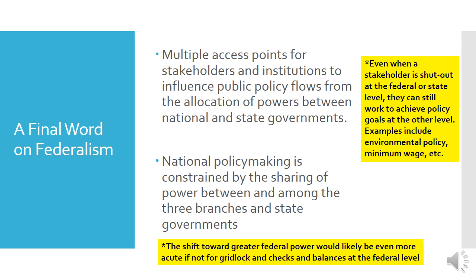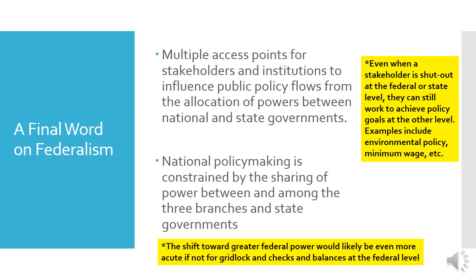So, and there are lots of examples. There are examples of places where people are shut out at the state level and instead they work at the federal level to have the kinds of policies enacted that they would like to see. And then the final point is that national policymaking is constrained by the sharing of power between and among the three branches and state governments. So we said earlier that the framers included this tension, not only between the three branches of government at the national level, but between states and the national government so that they would constrain each other.